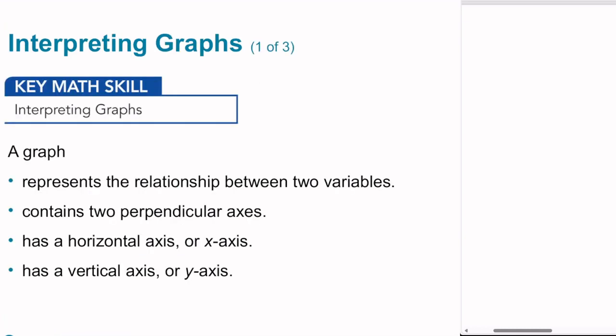Next, we'll consider interpreting graphs. A graph represents the relationship between two variables, and in this case, what we're talking about is a line graph that has two axes, so a two-dimensional line graph, where we have the x-axis horizontally and the y-axis vertically. So it contains two perpendicular axes. The horizontal or x-axis increases to the right, and the vertical or y-axis increases up.